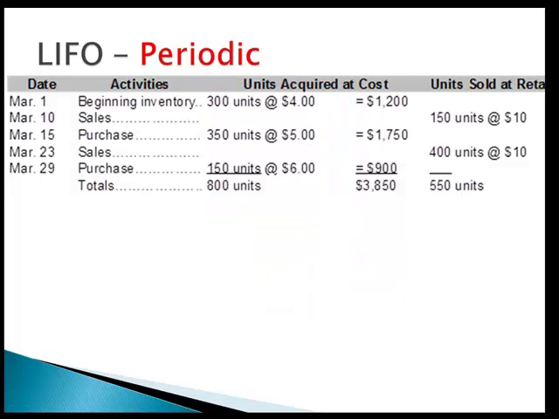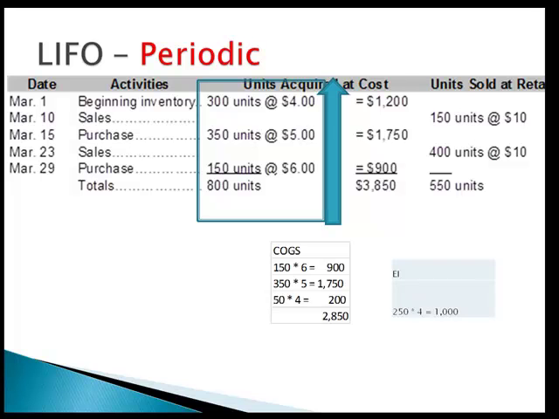Under LIFO, we're going to do the same thing. Just look at what the units on hand are. The only thing is now we're going to pull from the bottom up. Last in is first out. So when we're computing cost of goods sold, it's from the bottom. We sold 550 units, so you take all 150 from the bottom tier, all 350 units from the $5 tier, and we still need 50 more units. So then you take 50 from beginning inventory: 50 times 4. There's your cost of goods sold. Ending inventory is what's left. We sold everything but 250 units from the top tier, so 250 units times 4 would be 1,000.